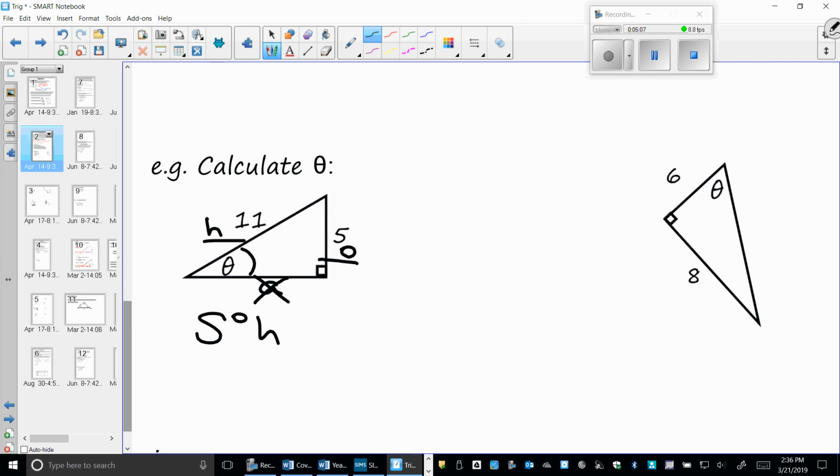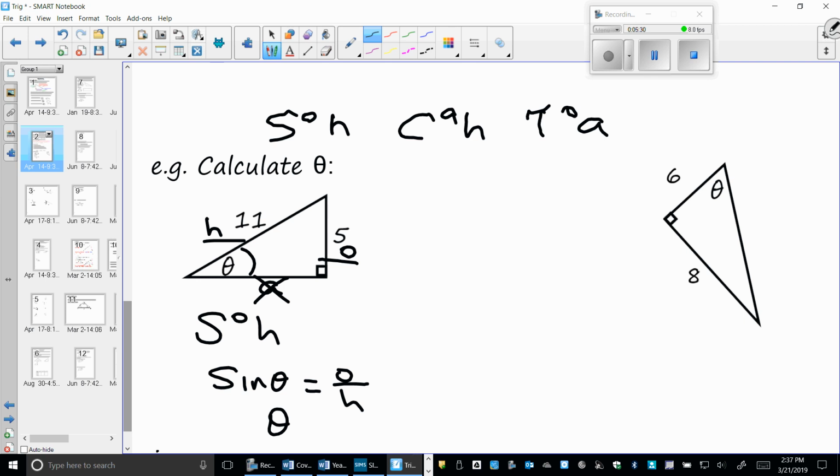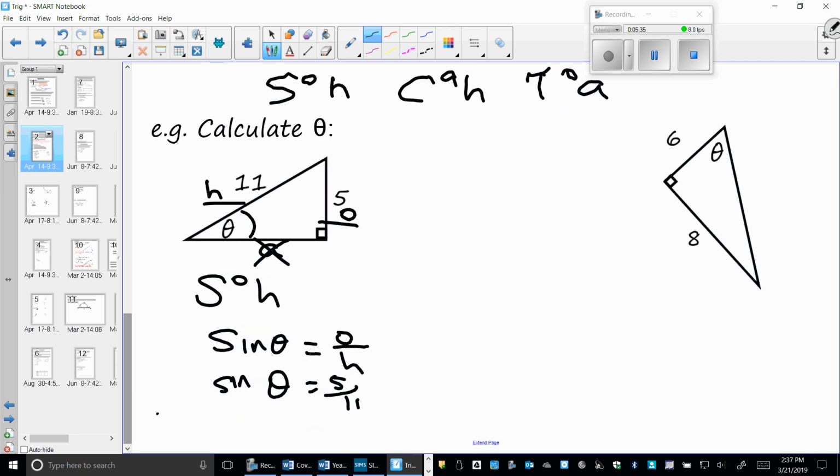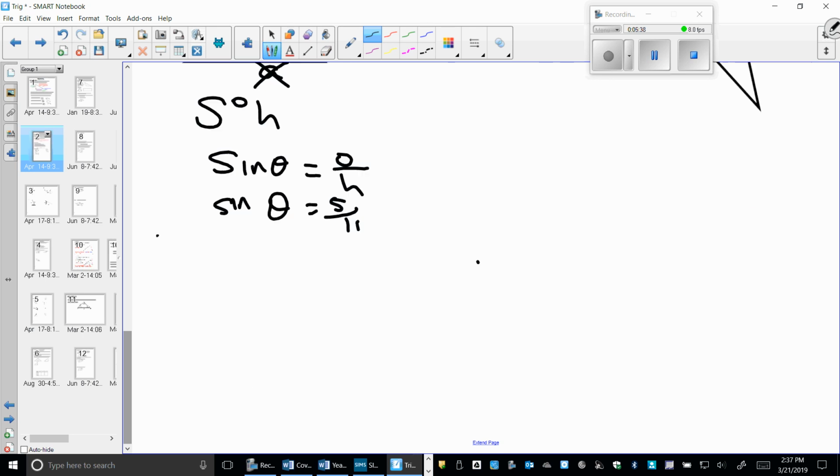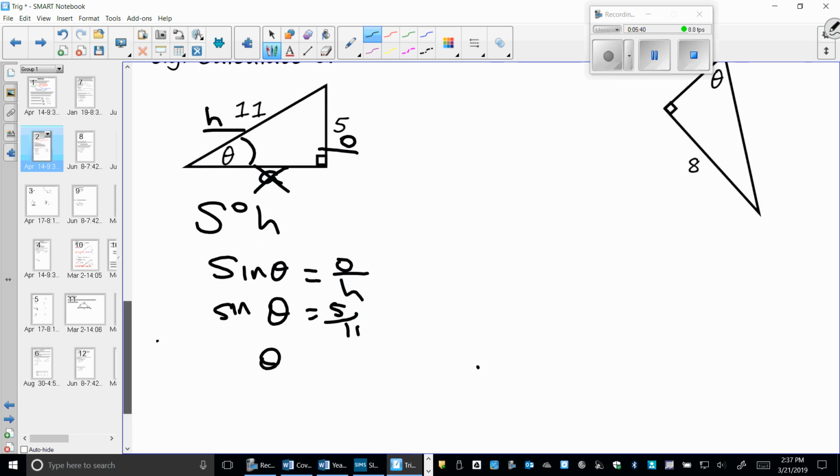We're trying to find the angle, so when you're finding angles, you'll always be covering up the S, the C, or the T, because that's the letter that goes with the angle. The sine, cos and tan have to be attached to an angle. So we would have sine theta, cover up the S, and it's O divided by H. So sine theta is 5/11, which means theta is sine to the minus 1 of 5/11.